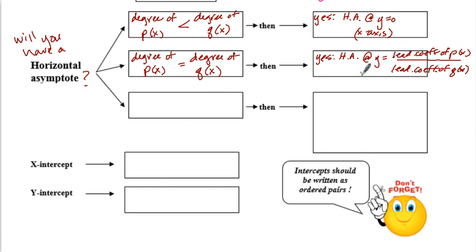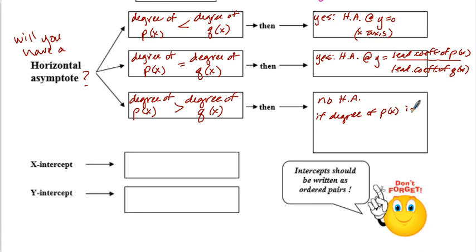Okay. Now, what if, and you can imagine what the third option is, what if the degree of the top, the degree of P of x, is greater than the degree of the bottom, the degree of Q of x? What happens then? Well, in that case, no horizontal asymptote. You do not have one. You may have a slant asymptote. If the degree of the top, P of x, is 1 greater than, just 1 higher than Q of x, or the bottom, then you have a slant asymptote.